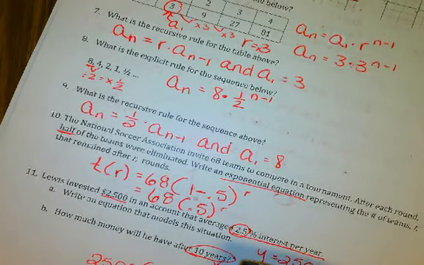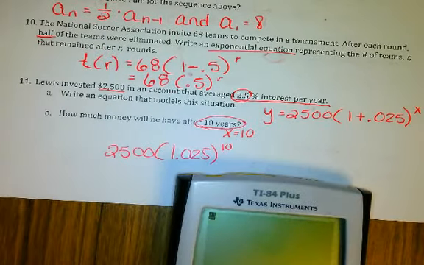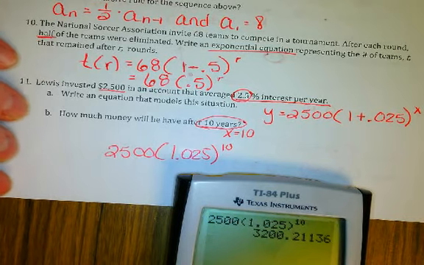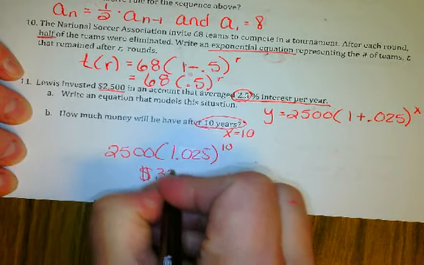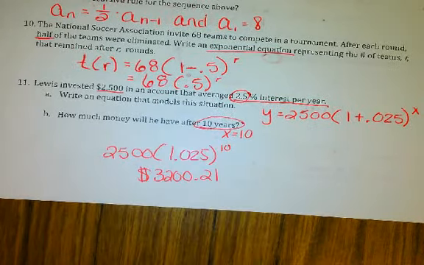All right, so if I put that in my calculator, oops, I'm sorry, y'all. I couldn't tell if the camera didn't have that. Okay, so here I'm going to have 2,500, then 1.025 to the power of x, actually 10, and you get $3,200 and about 21 cents. Okay, all right, let's flip it.